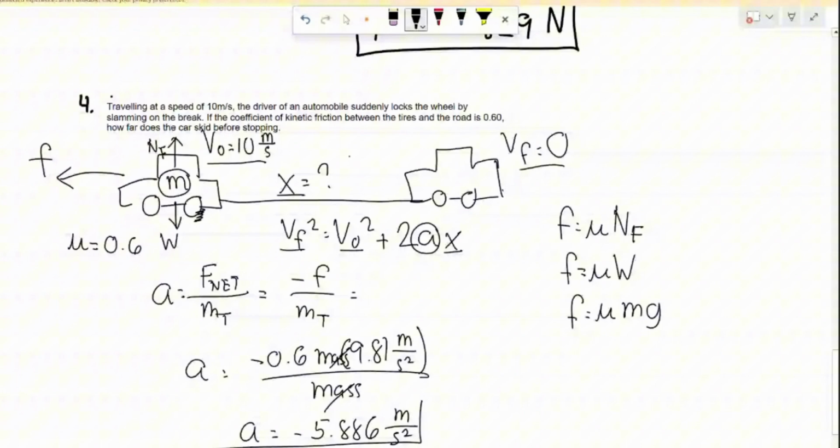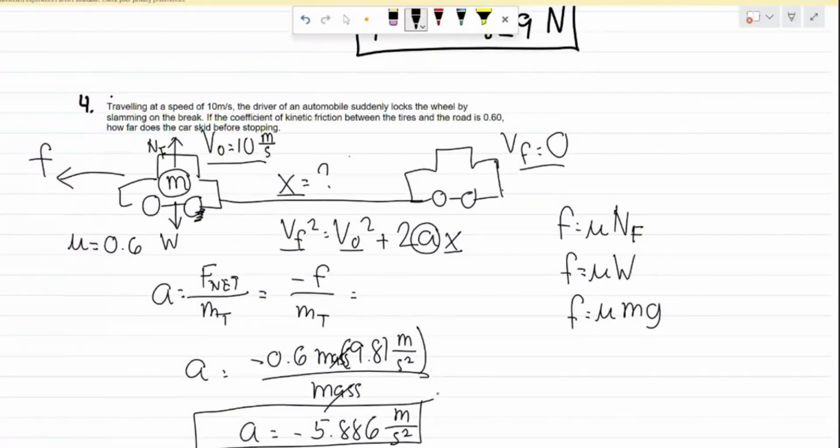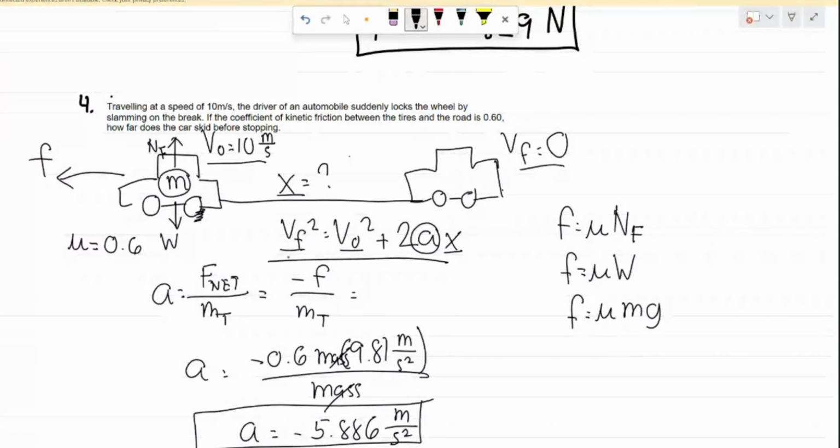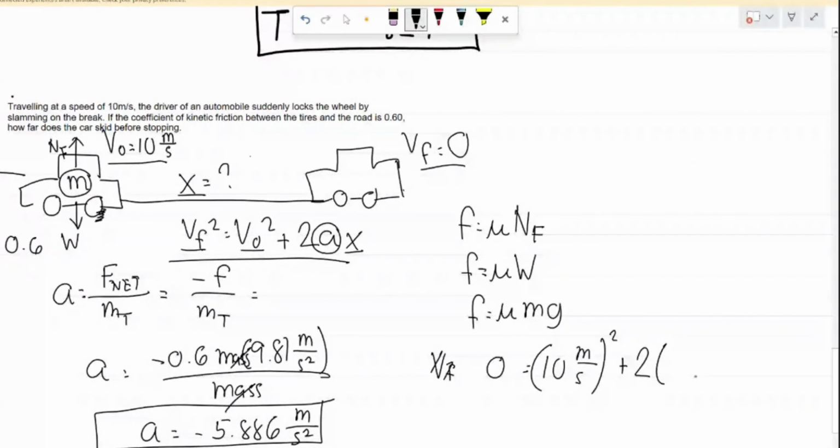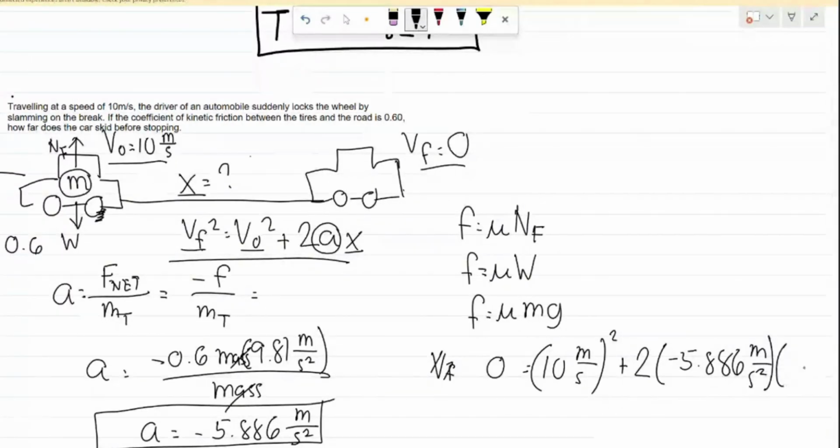Sir, possible po bang magkaroon ng negative acceleration? Yes po. Ibig sabihin guys, you are decelerating. So dito guys, we are going to use this to find po yung ating final velocity. So Vf, 0, is equal to Vo squared, which is 10 meters per second quantity squared, plus 2 times the deceleration of negative 5.886 meters per second squared multiplied by x.